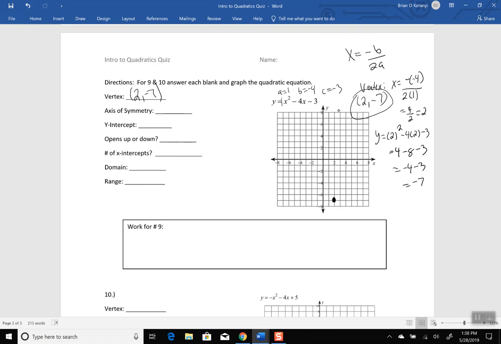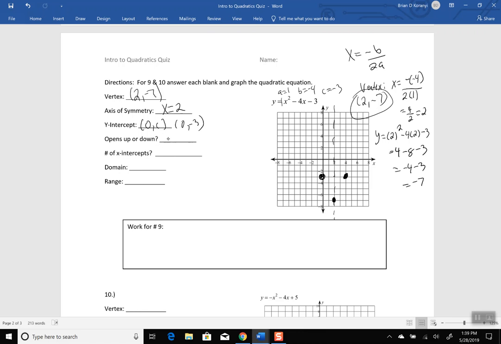I know the axis of symmetry goes through the vertex. So it's whatever that x value is. The y-intercept is whatever the c value is. So it's 0 comma c, or in this case 0 comma negative 3. Because this is 2 spaces away from the axis of symmetry, there's going to be a freebie point 2 spaces away over there.